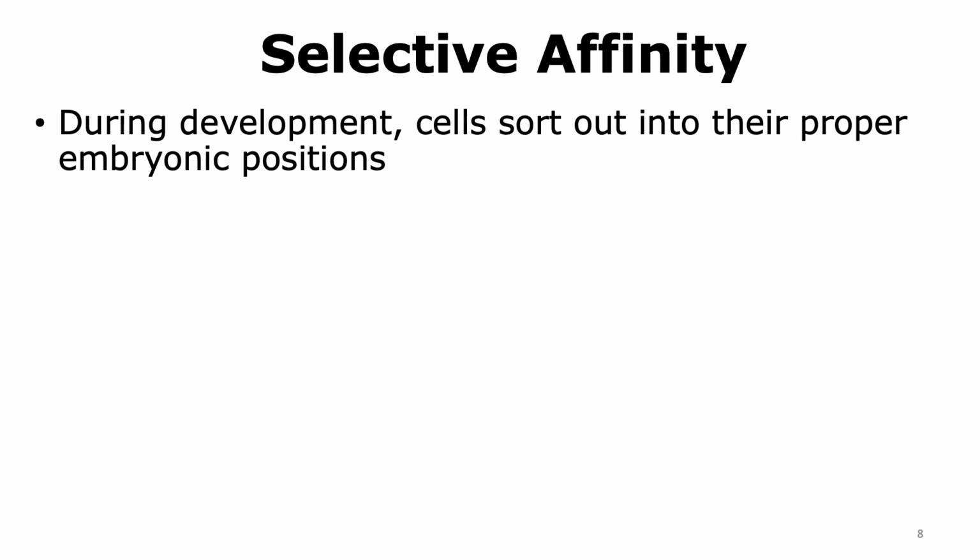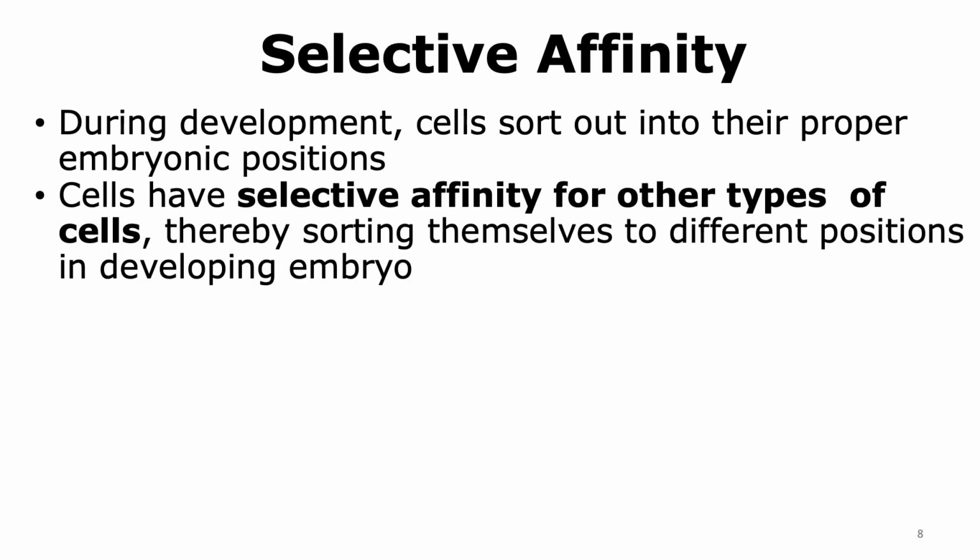Now we're going to look at the concept of selective affinity that will help us understand how cells are able to migrate. During development, the cells are able to sort out into the proper embryonic positions, and one of the ways that we are able to understand this process is by thinking that cells have a selective affinity for other types of cells and like to be with them, thereby sorting themselves to different positions in a developing embryo.